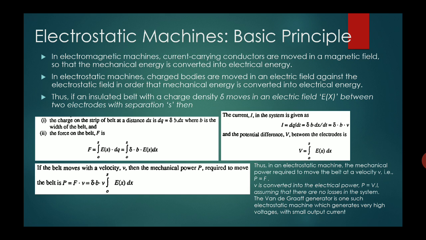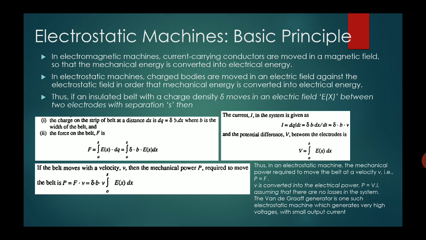Thus, if an insulated belt with a charge density of delta is moved in an electric field of E, which is a function of x, between two electrodes separated by S, then we have this equation: the charge on the strip of belt at a distance of dx is dq, which is equal to delta b dx, where b is the width of the belt.